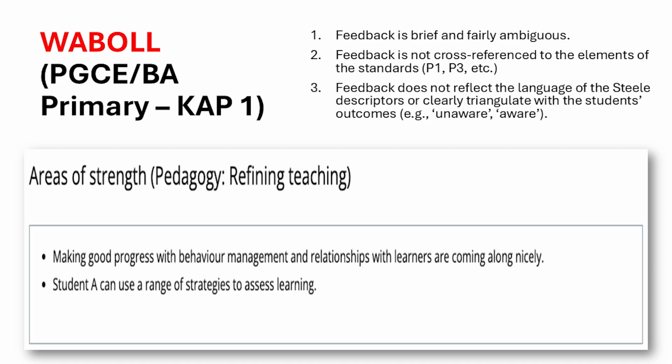So as a mentor, you might, in your discussions with your student teacher at this KAP, Key Assessment Point 1, you might have established that a student teacher is unaware, but you might have indicated in your language that the student teacher is making good progress. Therefore, there's a misalignment, and that can become confusing for the student teacher.